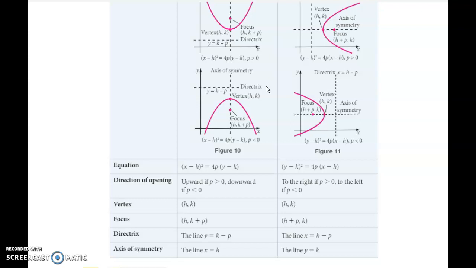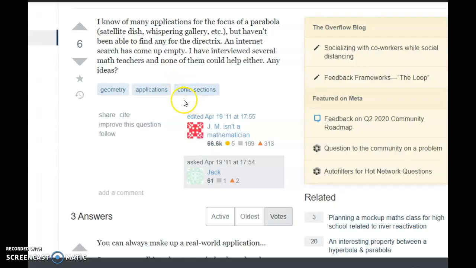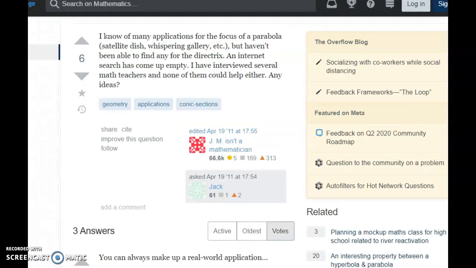And I think it was actually really invented to show how to draw a parabola. And so I actually had to look at what are the applications of the parabola. So I came up with this one here. I think this is Math Stack Exchange.